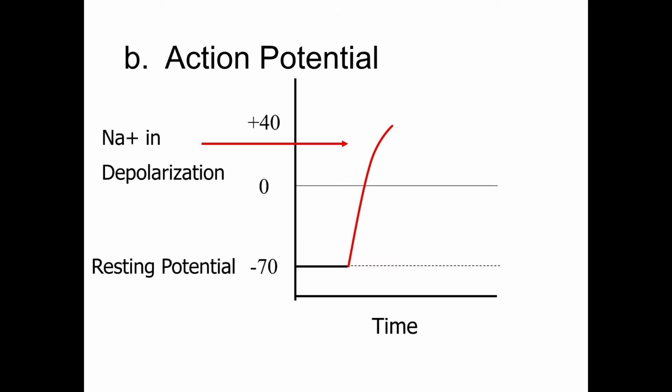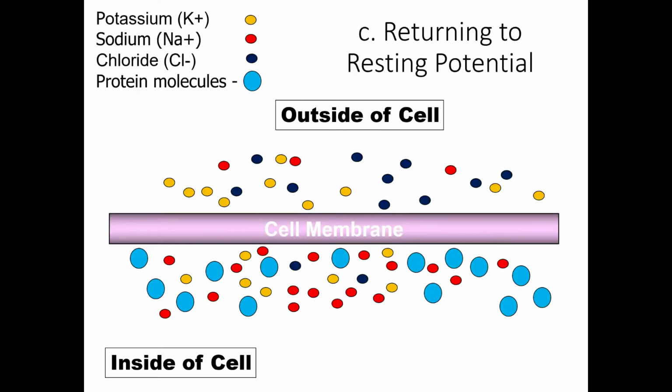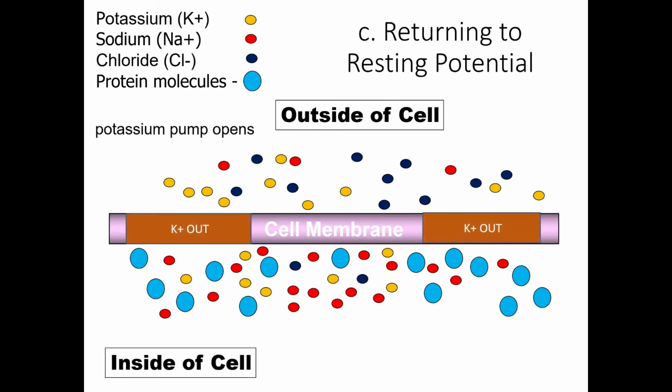But as we discussed, right after the action potential, the neuron goes back to negative. And this is done as the potassium pump opens, allowing the potassium ions to go out of the neuron.